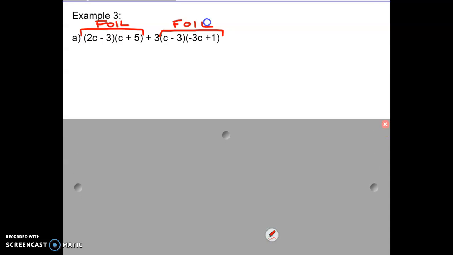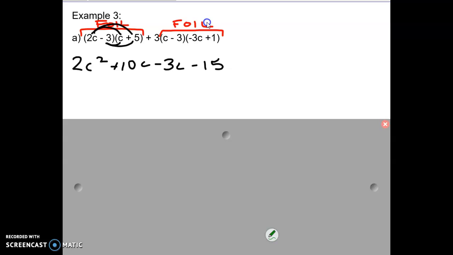So when we FOIL 2c minus 3 and c plus 5, we're going to go 2c times c, which is 2c squared, then 2c times 5, which is 10c. Then we're going the inner parts, so negative 3 times c is negative 3c. And then the outer parts, so negative 3 times 5 is negative 15. Okay, so that's the first part FOILed.